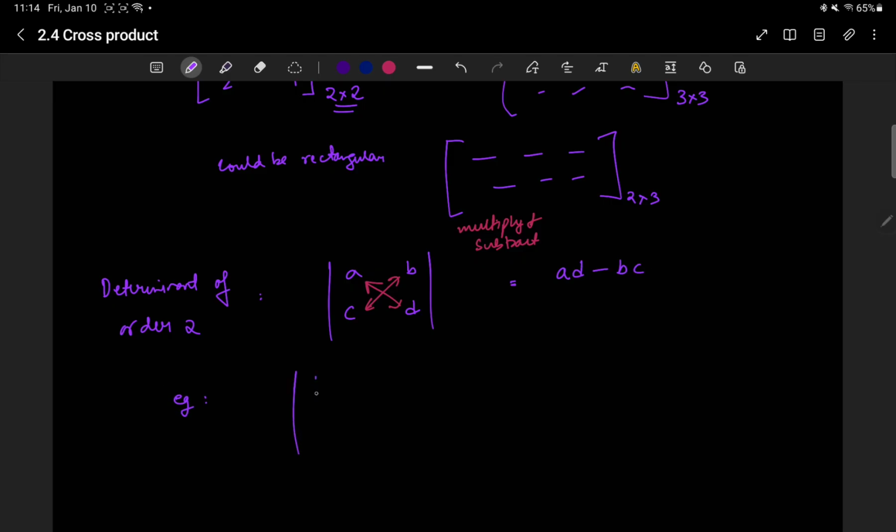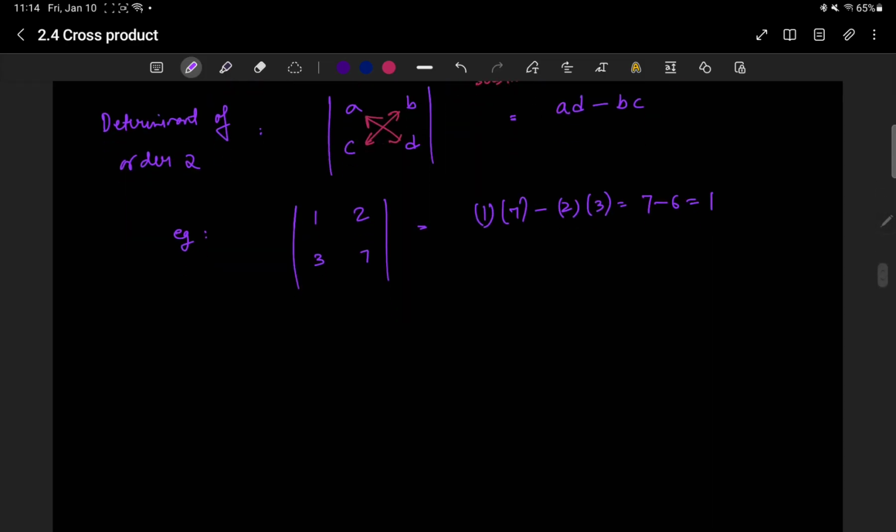For example, what's the determinant of 1, 2, 3, 7? That's going to be 1 times 7 minus 2 times 3, which is 7 minus 6 equals 1.